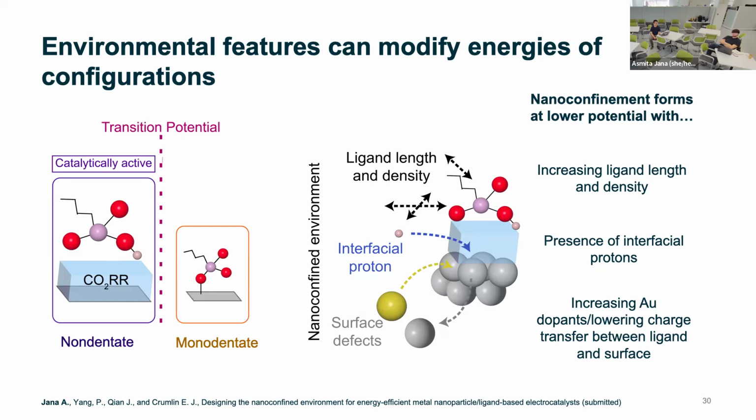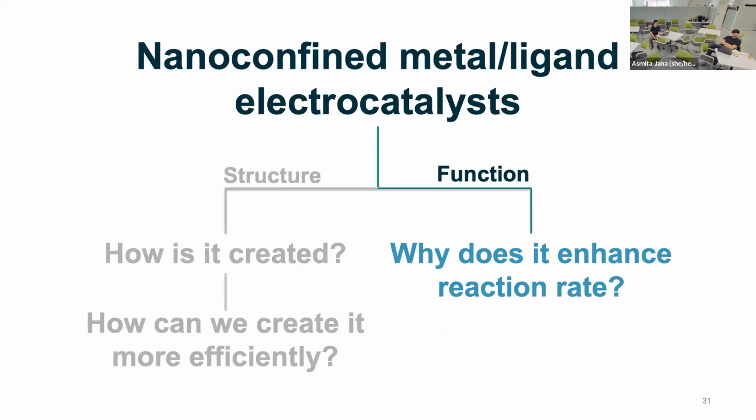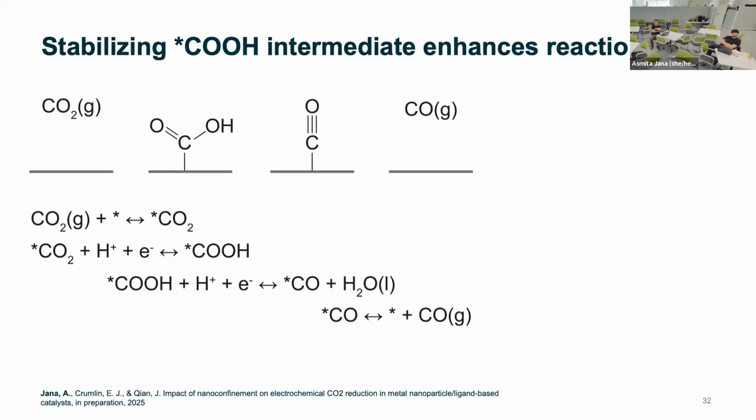Okay. So far, we have looked at all of the structural aspects. Let's now move on to function. So why does it enhance reaction rate? We have looked at nanoconfined electrocatalysts for enhancing catalysis, sure. Now let's look at one specific reaction that occurs in the system, which is the carbon dioxide reduction reaction.